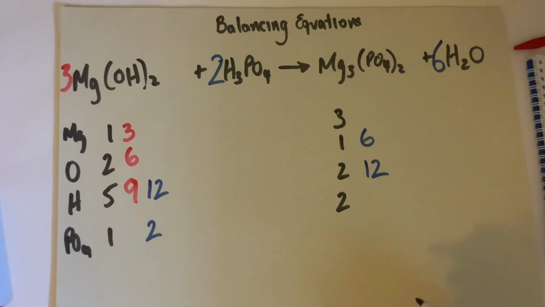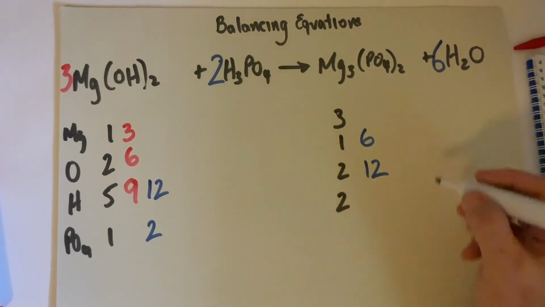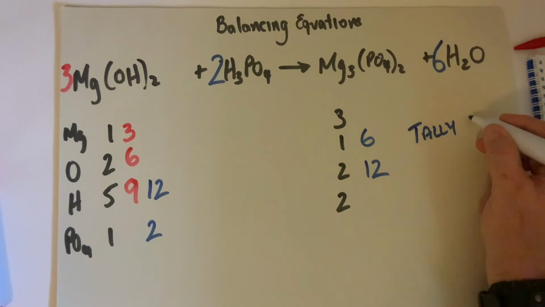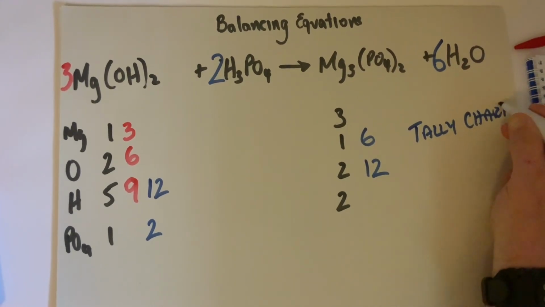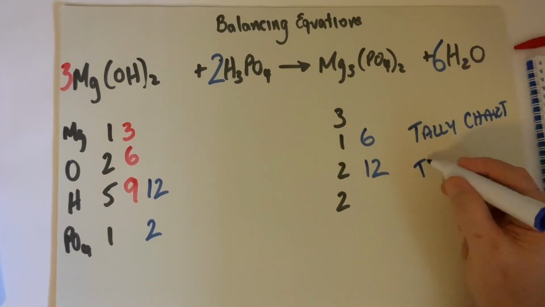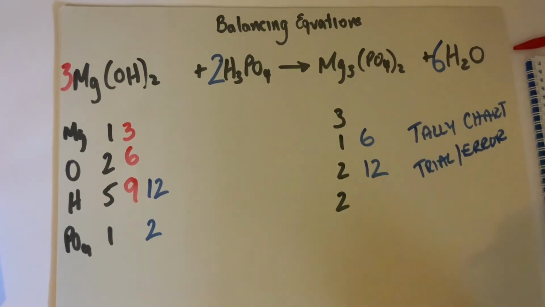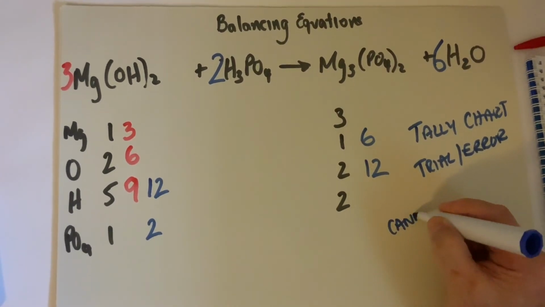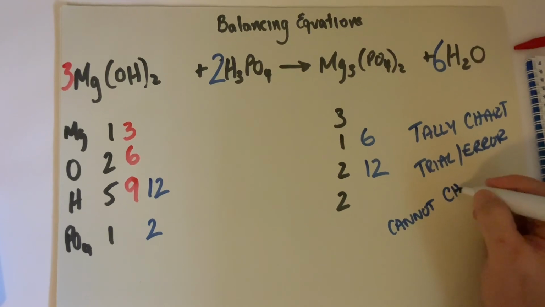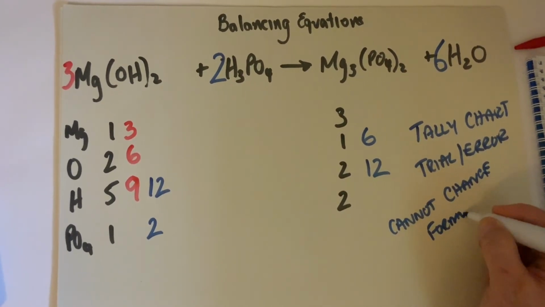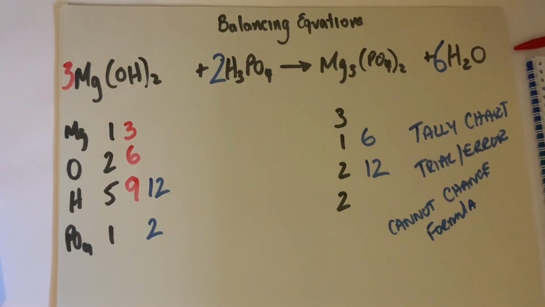Thing to remember when we're doing balancing equations: use a tally chart. It's trial and error. And you cannot change the formula. You can only add more of the same formula, we cannot change it.